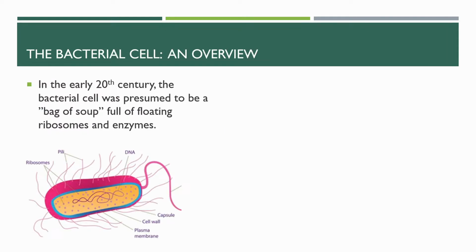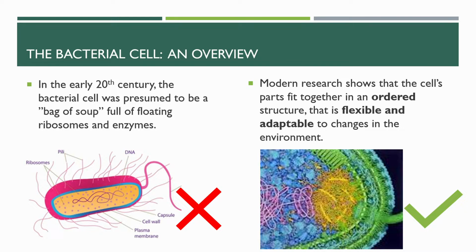Okay, so in the early 20th century, the bacterial cell was presumed to be this bag of soup full of floating ribosomes and enzymes. So essentially, everybody thought that bacteria just kind of had the cell wall, and then you just had this bag of soup inside. And so this is, even up until recently, we're still discovering some new things about bacteria.